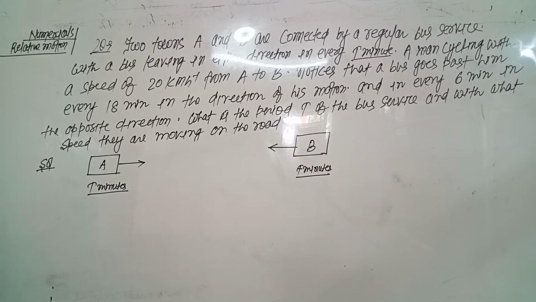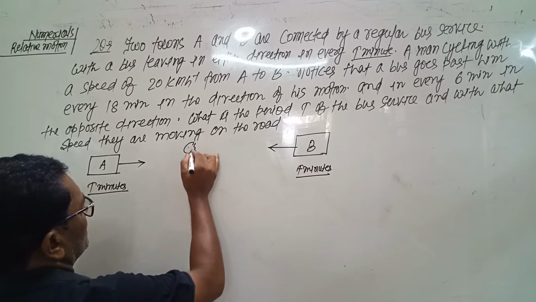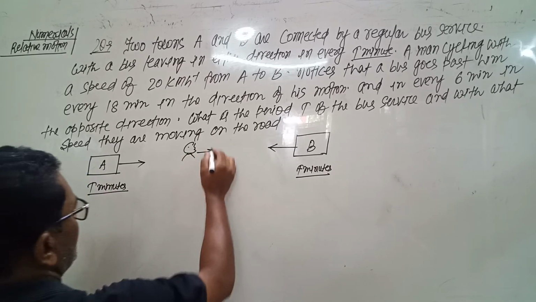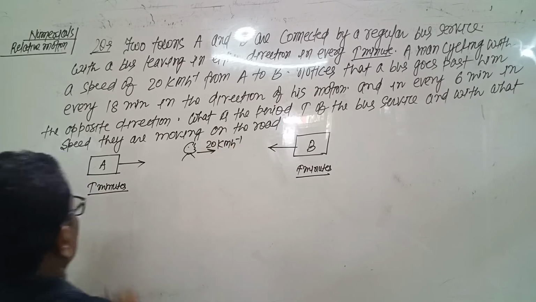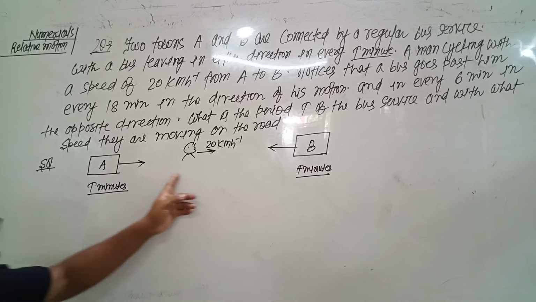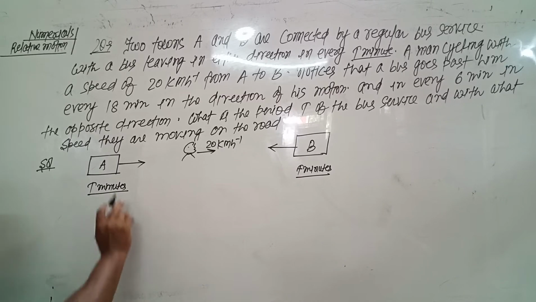There is a man cycling with a speed of 20 km per hour. The speed of the man is 20 km per hour, and his direction is from A to B. He notices that a bus goes past him every 18 minutes in the direction of its motion.